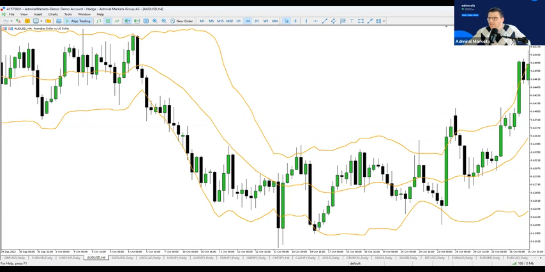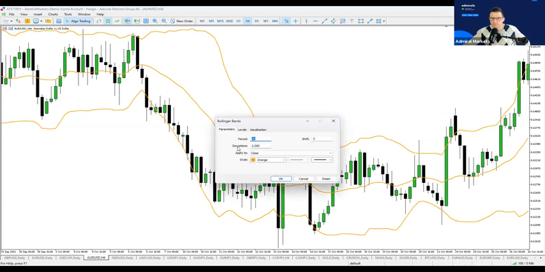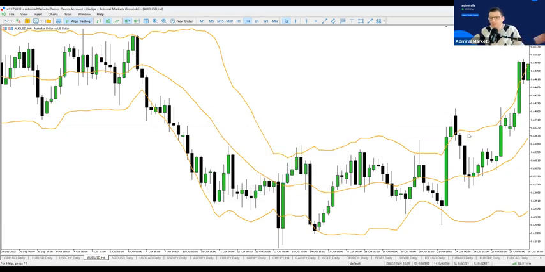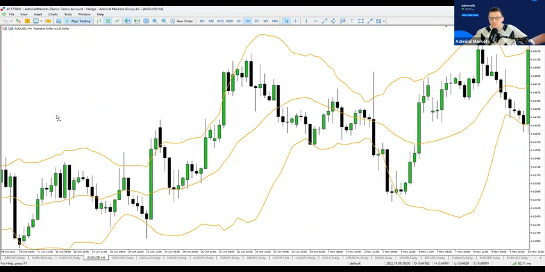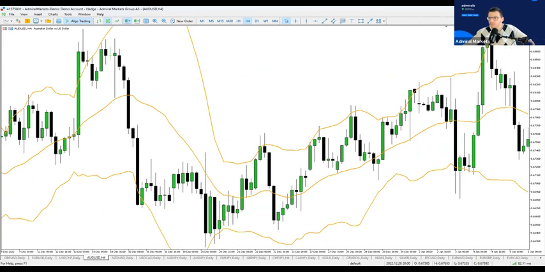Just the standard deviation, the 2 deviation. Let me show you here, properties. That's deviations 2, period 20, and that's it. Apply to the close, and that's it. Simple. All right. Remember to use them with price action, and it's one of the best tools.